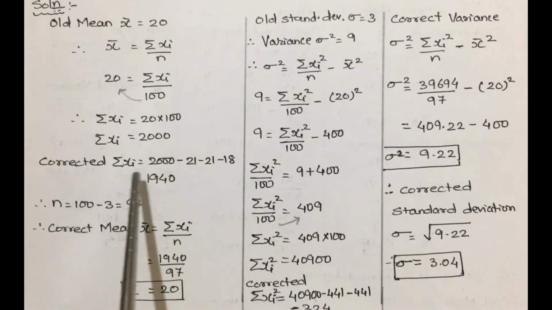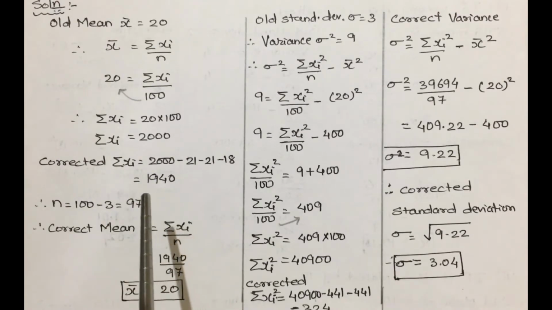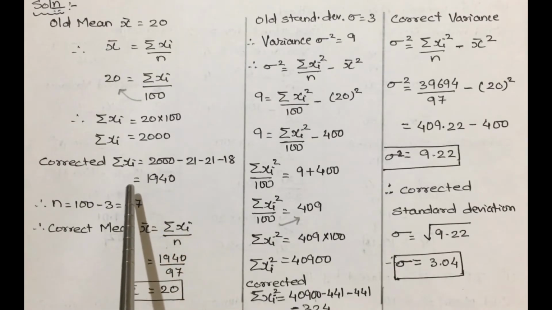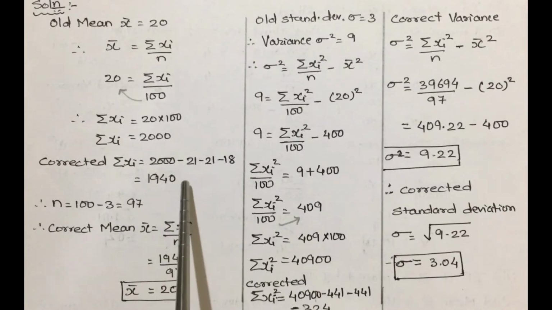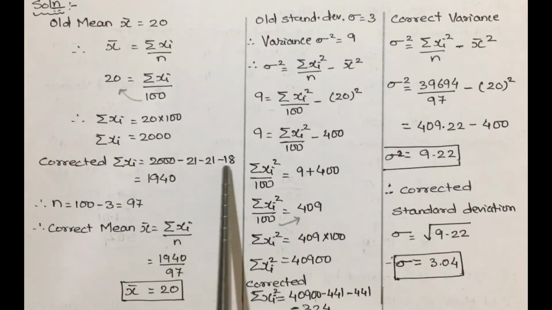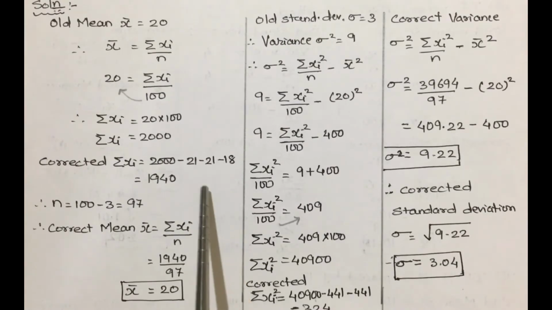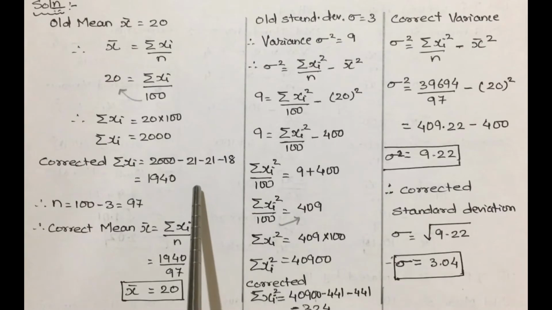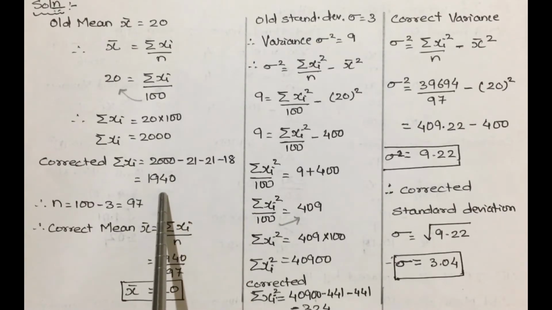Now for the corrected mean, we have to correct the summation xi. So summation xi 2000 is taken up. We'll subtract all the wrong data or incorrect observations, we have to omit them, so we will subtract them. 21, 21 and 18 are subtracted. The answer we got is 1940.